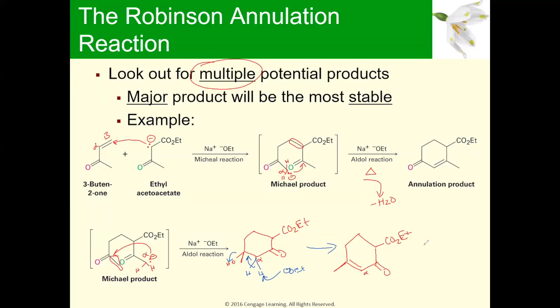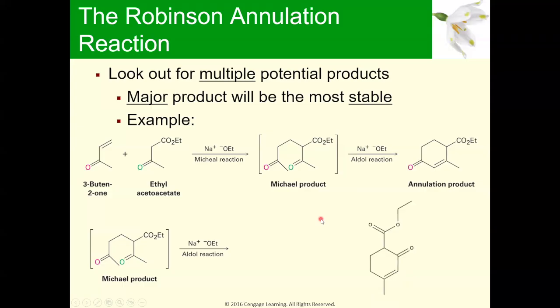The point being is that you do have to keep in mind that there are multiple potential products. I don't know which one of these would be considered the major product, because normally what you would do to decide that is look at how substituted the alkene is. But both of these are tri-substituted. This one is tri-substituted, and this one is also tri-substituted. So it would probably be based on just the steric effects. Which is worse, a methyl group next to an ester group or a ketone next to an ester group? Whichever one is less stable, that's the one that is most likely to not be the major product.